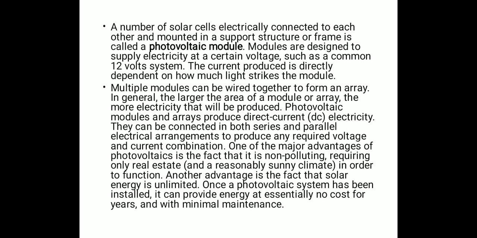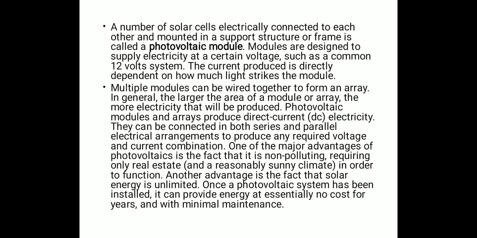A number of solar cells electrically connected to each other and mounted in a support structure or frame is called a photovoltaic module. Modules are designed to supply electricity at a certain voltage; 12 volt is a common one. The current produced is directly dependent on how much light is striking the module. Multiple modules can be wired together to form an array. In general, the larger the area of the module or array, the more electricity that will be developed. PV modules and arrays produce direct current electricity. They can be connected in both series and parallel electrical arrangements to produce any required voltage and current combination.